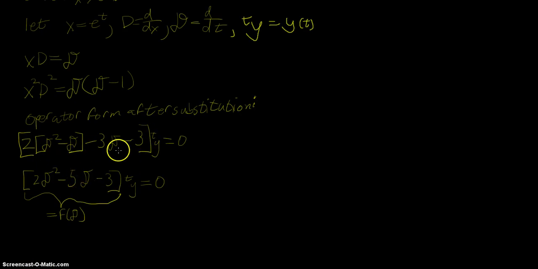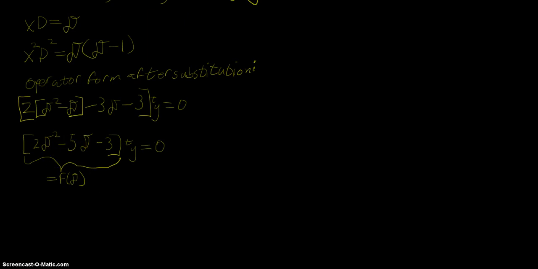So grouping like terms, we get this operator form of the equation. We're going to call it f of D for convenience. So given that this is f of D, we can write the characteristic equation. Factoring out this polynomial gives us these factors, so we'd see that m equals -1/2 or 3.